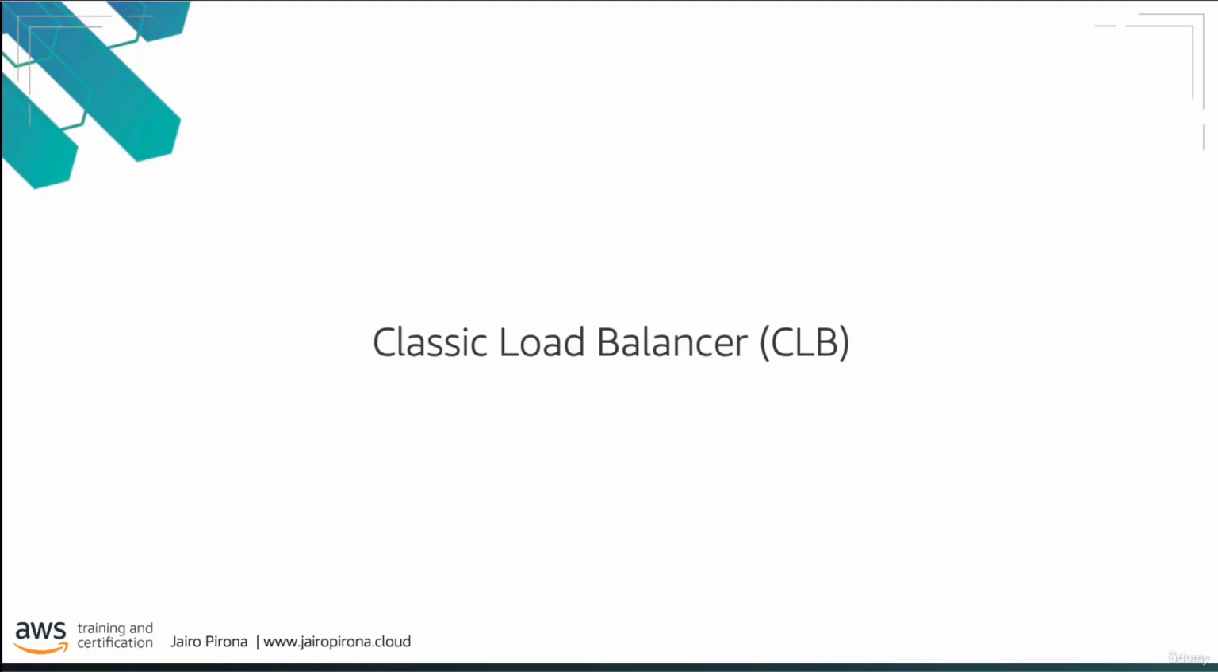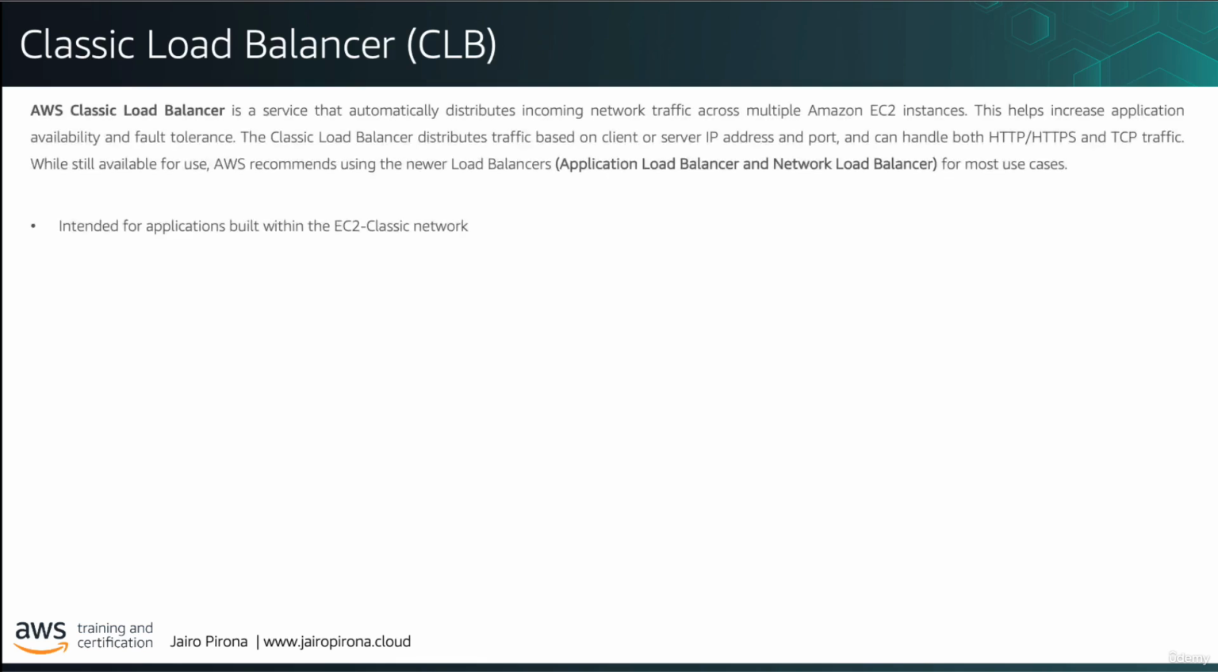Let's talk now about the latest type of load balancer known as classic load balancer. The classic load balancer provides basic load balancing between EC2 instances. It is intended for applications built within the EC2 Classic network. Now, you may be wondering, what is this EC2 Classic stuff?